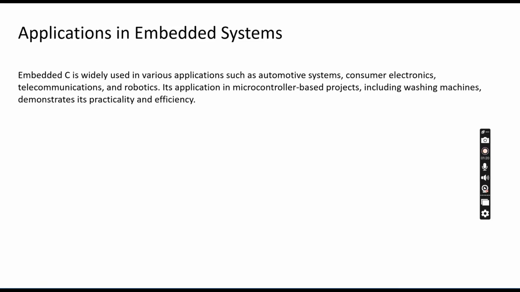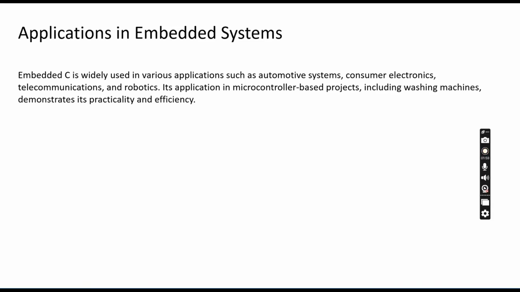What are the characteristics of an embedded system? Dedicated functionality, limited resources, and real-time operation for time-critical tasks. What components are used in an embedded system? Basically, a microcontroller or a microprocessor along with some sensors, and the software used in embedded systems, which is often written in the C programming language.